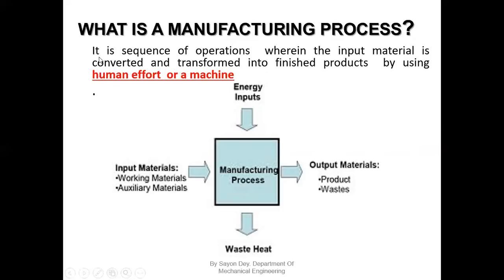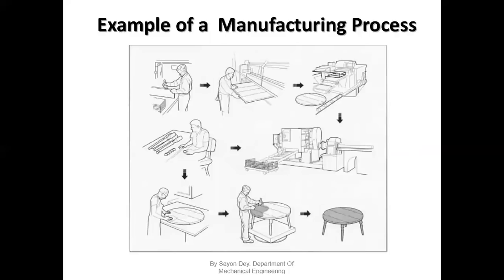Actually, the statement is also written: it is a sequence of operations wherein the input material is converted and transformed into finished products by using human effort or a machine. That means in the case of any manufacturing process, human effort or the involvement of machines is mandatory. Okay, next, these are some examples of manufacturing processes. We can see the pictures also. I'm going into detail about all of these because those are examples of the manufacturing trades.